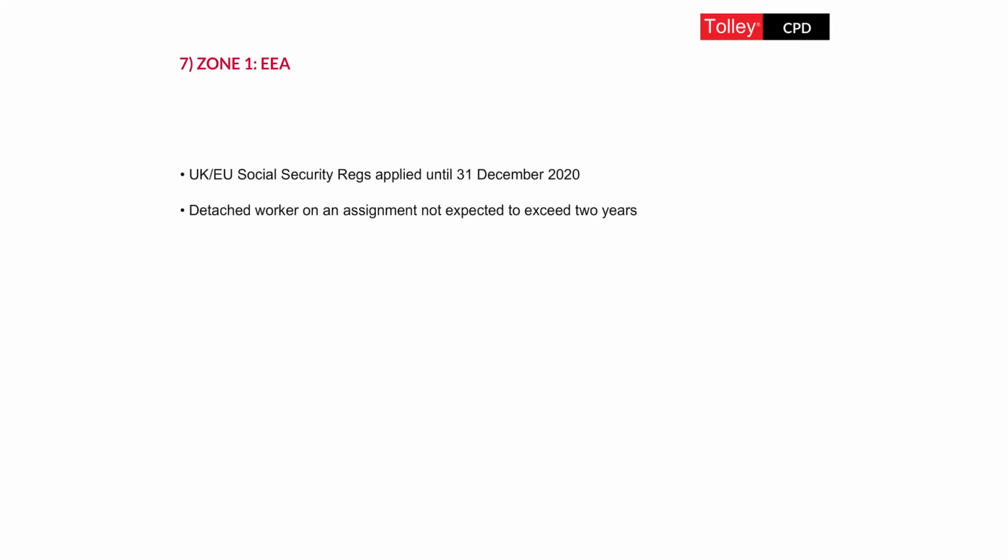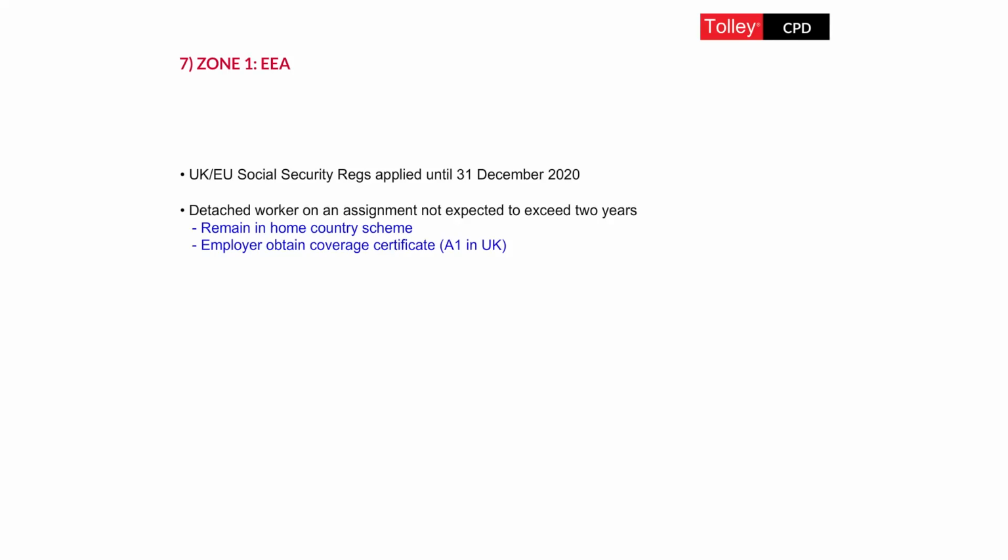Well, let's look at Zone 1. Now, remember, Zone 1 is the European Economic Area, i.e. EU member states, plus Norway, plus Iceland, plus Liechtenstein, and Switzerland joined from 2012-ish. So it's our relationship with those countries. Now, the UK EU Social Security regulations applied up until the end of December 2020. Now, under these rules, a detached worker on an assignment and not expecting to exceed 2 years remained in the home country scheme. So in the UK scheme, if they're a UK individual, for example.